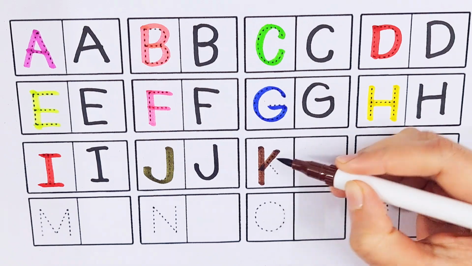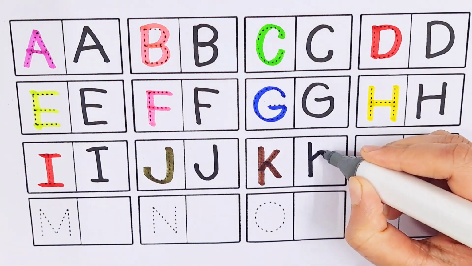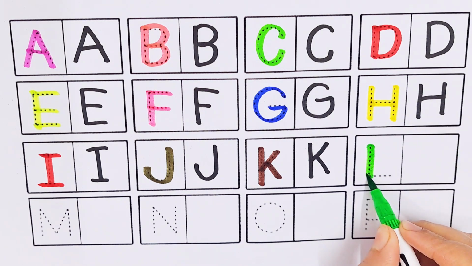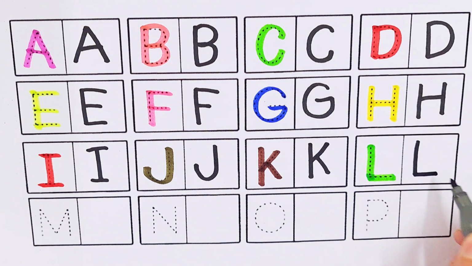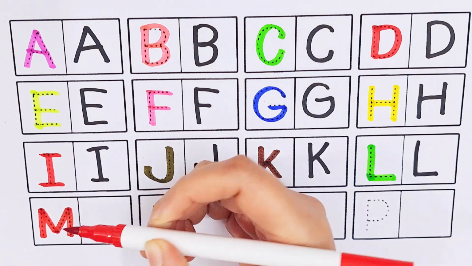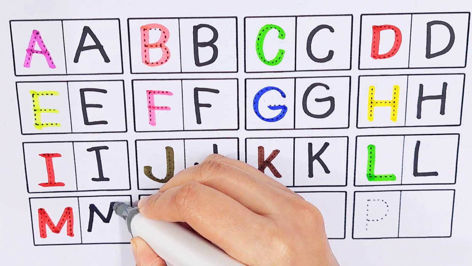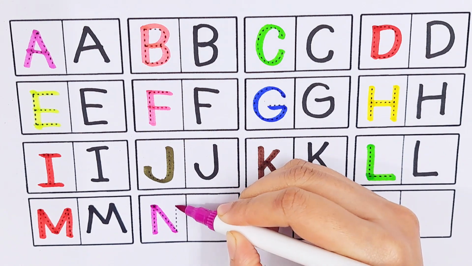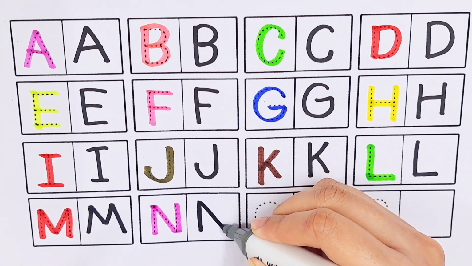K. K for kids. K. K for king. L. L for lotus. L. L for lychee. M. M for moon. M. M for mango. N. N for nuts. N. N for nose.